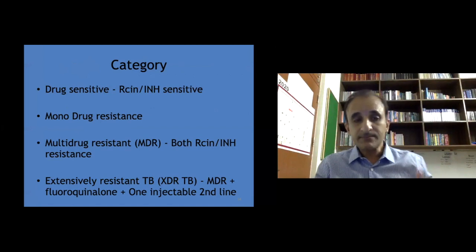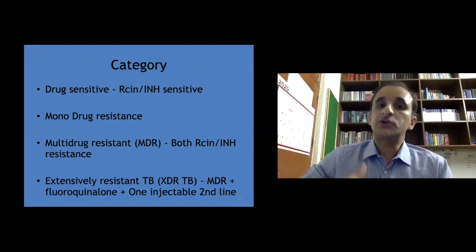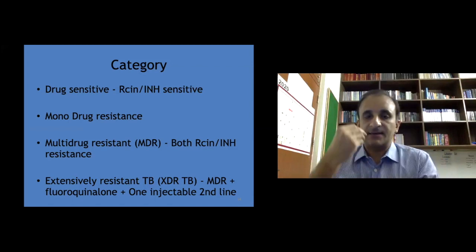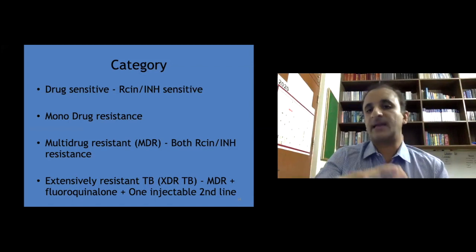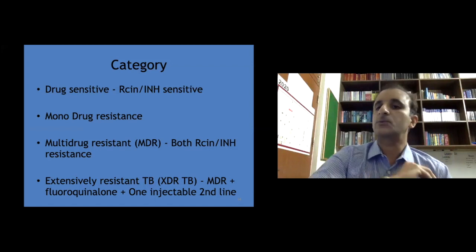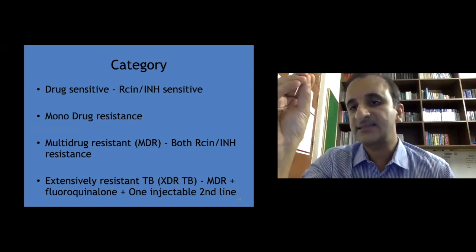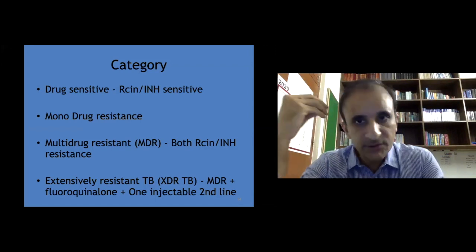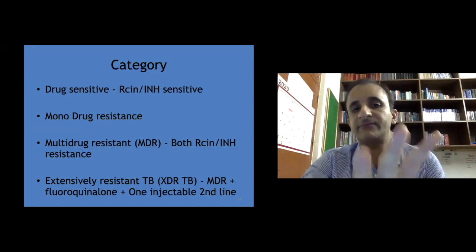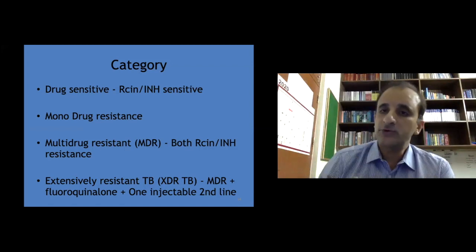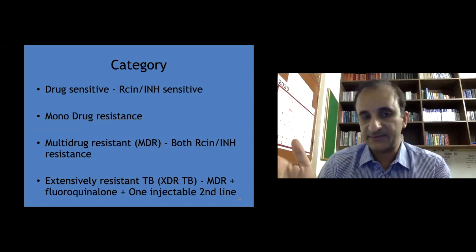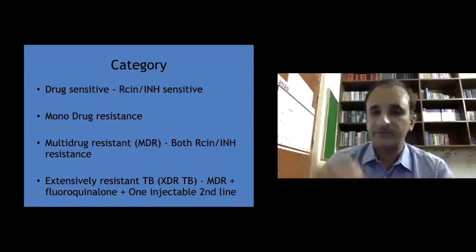Now, when we talk of nomenclature about resistance, we need to know what is MDR, what is XDR. So drug sensitive means where rifampicin and INH are sensitive. So we have almost 80% of our patient group in Pott's spine who have drug sensitivity. Monodrug resistance would be either rifampicin or INH insensitive. Then you have MDR, multi-drug. We all know about it.